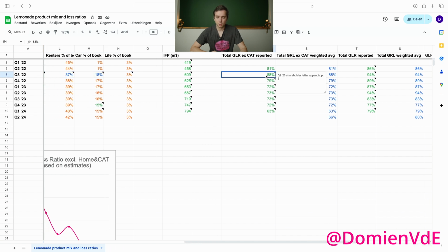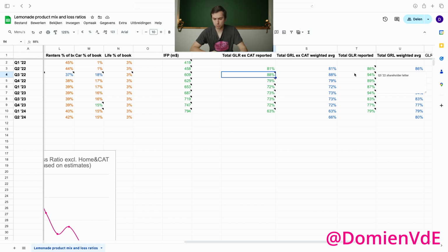Here we have a column for their total gross loss ratio excluding CAT, right? At the time, they didn't really report that in Q3 of 22, but later in 2023, in Q2, in their shareholder letter at page 5 of the appendix, they gave us a graph that showed the total gross loss ratio without the catastrophes going back in time. So that's how we know this 88%.